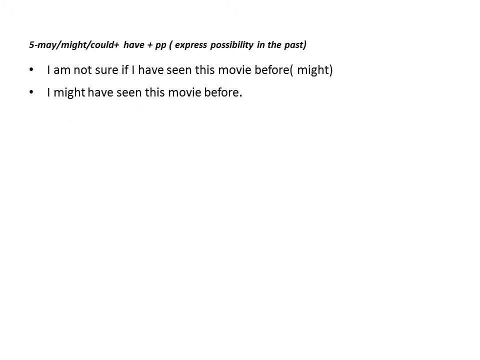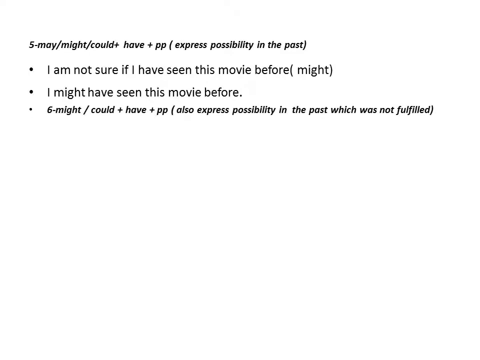Rule number 5. How to express possibility in the past. Something that was possible to happen or not. For example, I'm not sure if I have seen this movie before. You are not sure whether you have seen this movie or not. Here you can say I might have seen this movie before. I may have met him before. You are not sure about something.